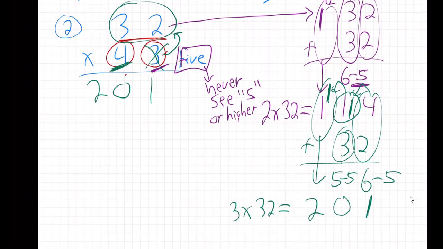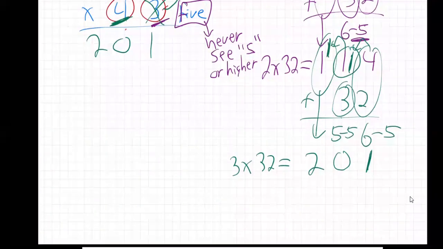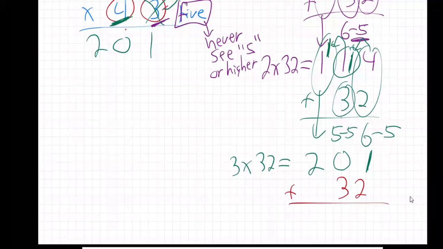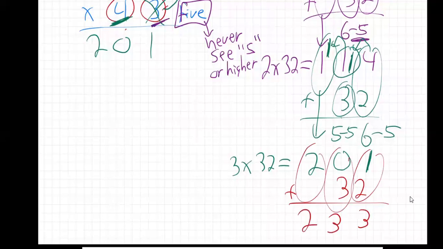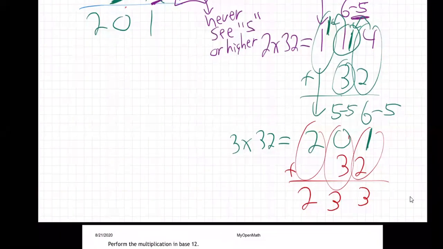So I've got to add one more. So let's go down here and add one more 32. So 2 and 1 makes 3. 0 and 3 makes 3. And 2 is just 2. We never had to carry. That was nice because we never hit 5 or more. So that is 4 times 32 right there. We know what 4 times 32 is now because we just added 32 to itself 4 times.